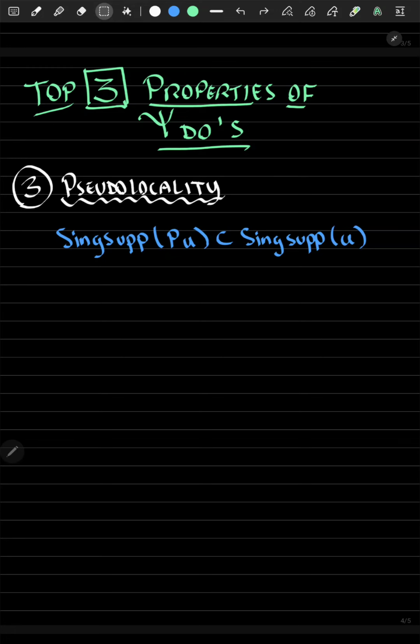Pseudodifferential operators are useful to research mathematicians for a variety of reasons. At number 3 in the list of top 3 reasons to use pseudodifferential operators, we have that every pseudodifferential operator is pseudolocal. This means that they do not create new singularities. In other words, the singular support of Pu, which is the region of places where Pu misbehaves, is small in a sense. It's contained in the singular support of u.